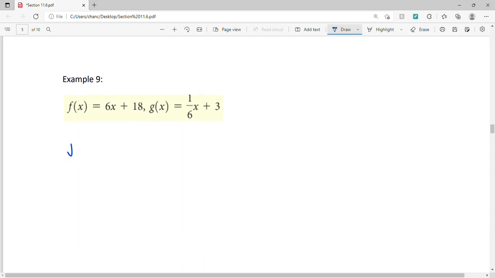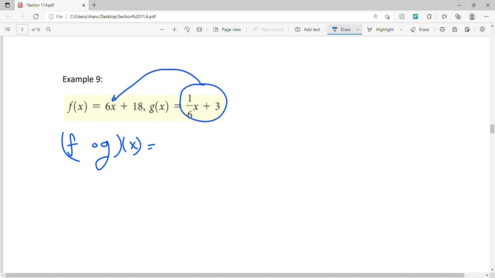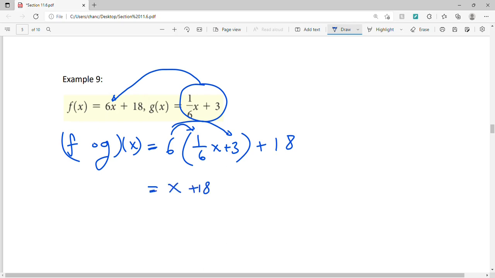Example 9. To check if these two are inverse functions, you have to compose them again. F of g of x means the g is going inside the function f. This is 6 times 1 over 6x plus 3 plus 18. I have to distribute that 6 now. 6 times 1 over 6x will reduce to x. 6 times 3, that's 18. And we have a plus 18. So this simplifies to x plus 36.